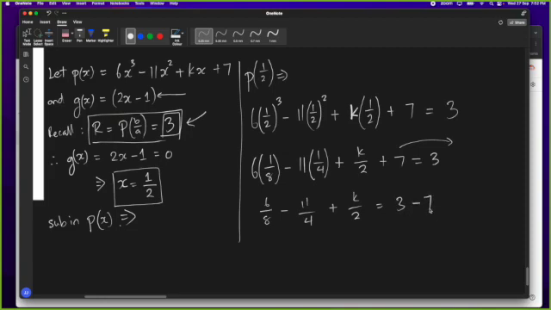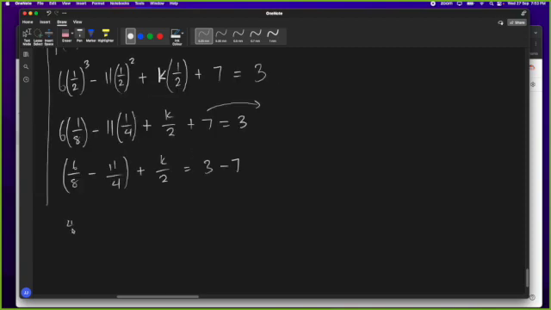3 minus 7. 6 over 8 is 3 over 4, so 3 over 4 minus 11 over 4 plus k over 2 is equal to, signs are different, so that's negative 4. So 3 minus 11, so this is negative 8 on 4 plus k on 2 is equal to negative 4.